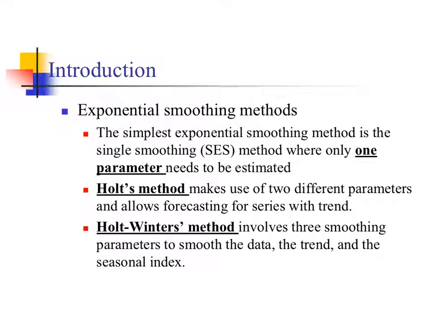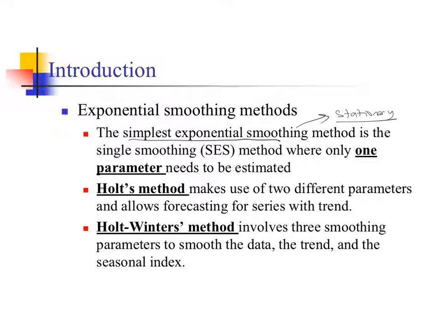Exponential smoothing methods, on the other hand, which we will start with the simple exponential smoothing method, can be divided into 3 types. The first one is the simplest exponential smoothing method, which can be called SES, where only one parameter needs to be estimated, and this estimation is good for forecasting stationary data. Stationary, again, no trend, no seasonal patterns.